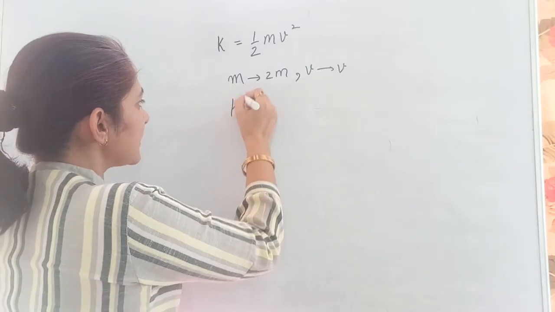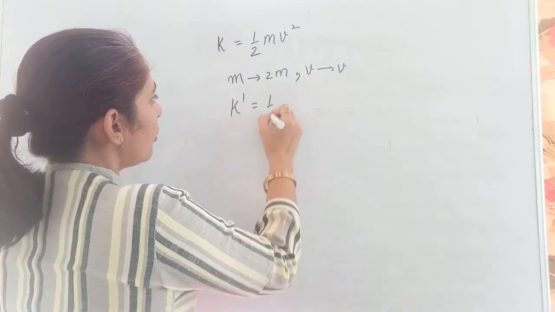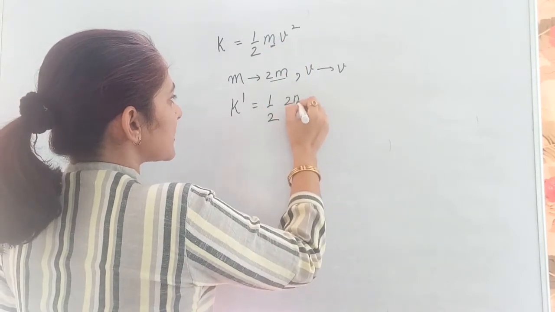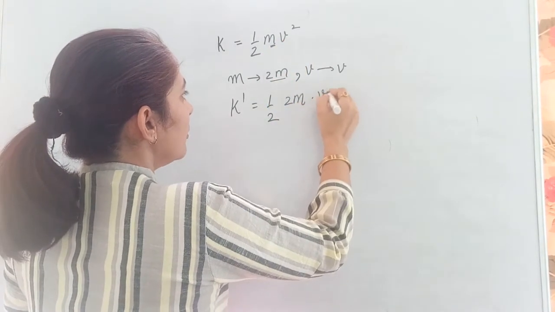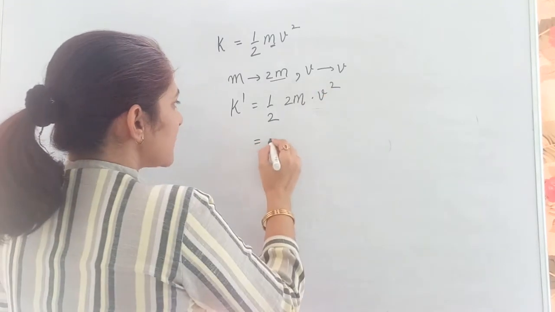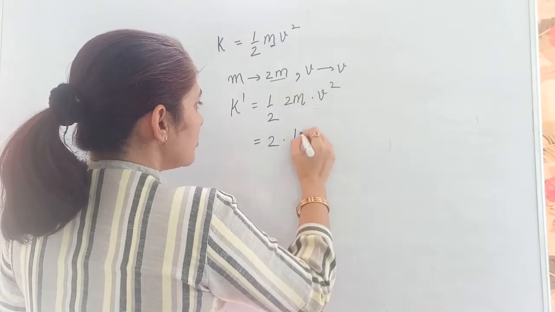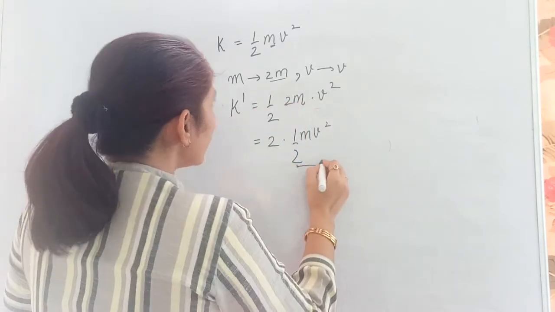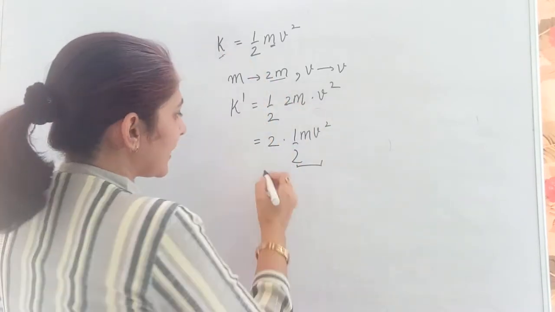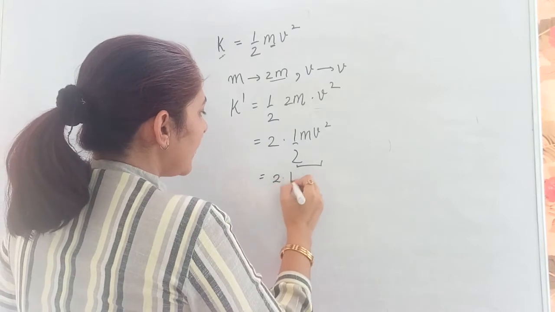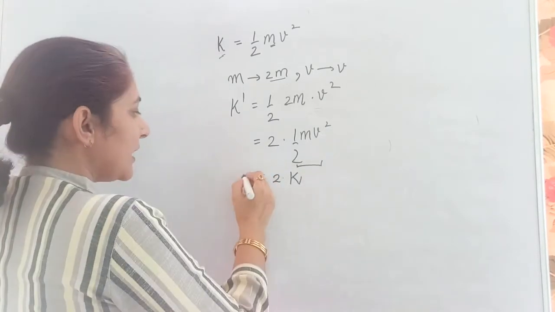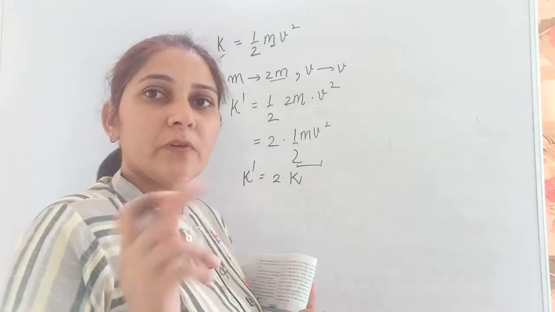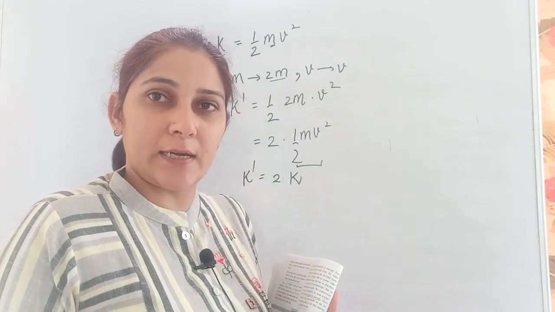That can be written as K dash is equal to 1 by 2, and instead of m we are writing 2m here because it is doubled, 2m into v square. So this becomes 2 into 1 by 2 mv square. I brought this 2 over here. This half mv square is what? This is the initial kinetic energy, that is K. So 2 into K means the new kinetic energy is 2 times the initial kinetic energy.